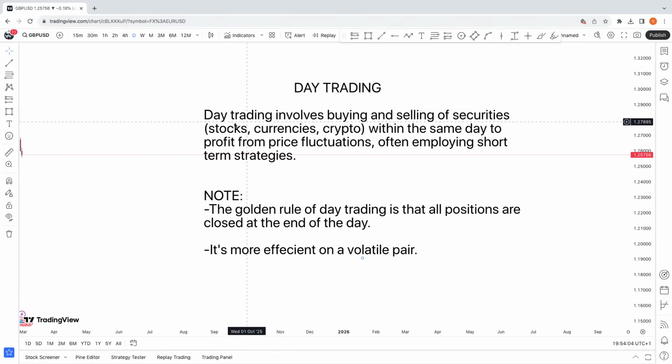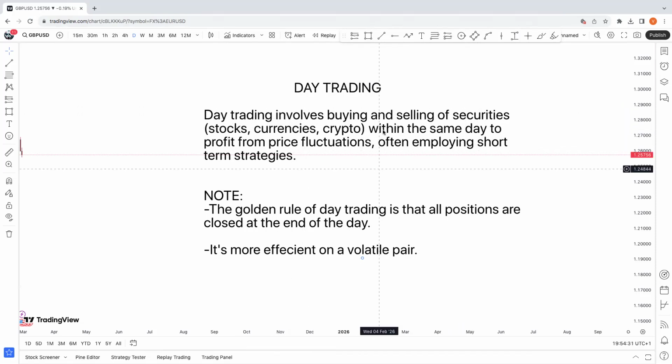So what is day trading? Day trading involves buying and selling of securities such as stocks, currencies, and crypto. Now, the currency talks about GBP USD, Euro USD, and the likes, right? And cryptocurrency assets. The emphasis here is within the same day, to profit from price fluctuations, often employing short-term strategies.